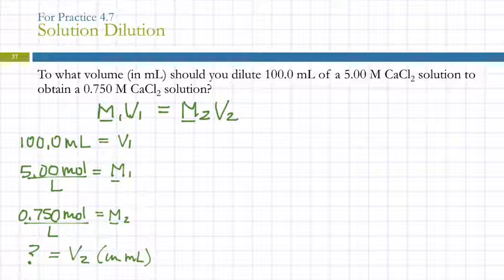So now what we want to do is take this equation and rearrange it. We are going to solve for V2. Should be pretty simple because there's no fractions in here, and that's what really messes a lot of people up.